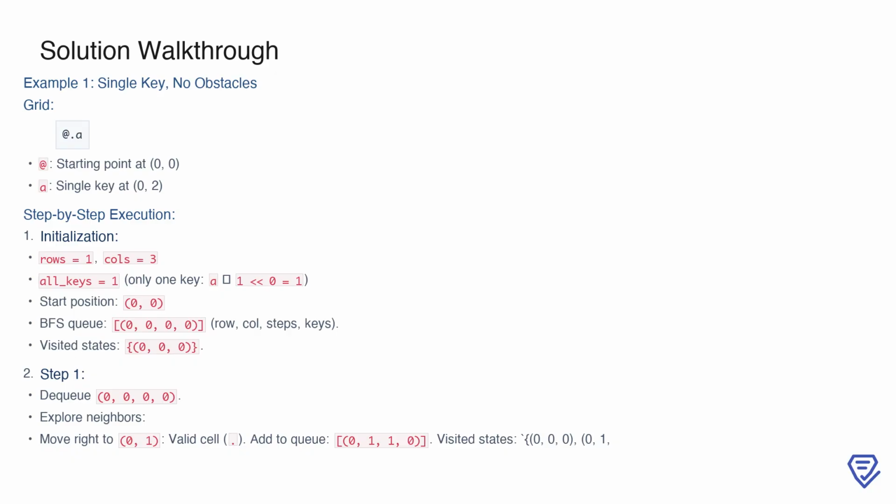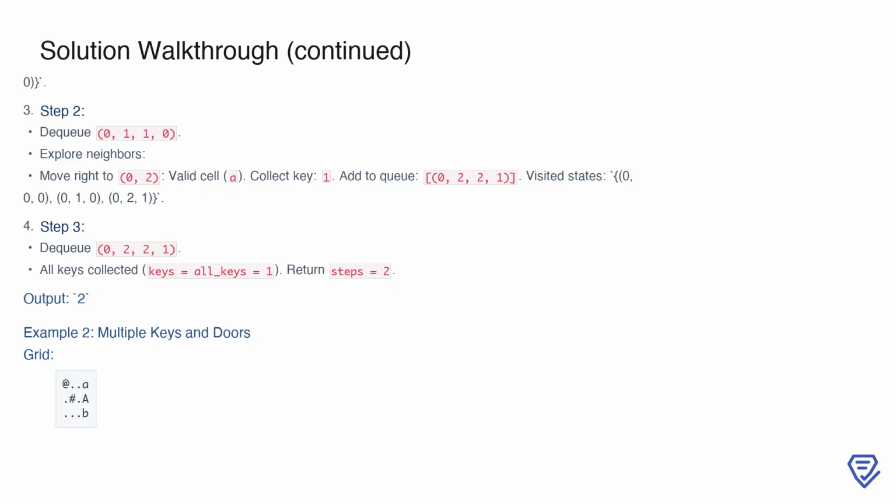The BFS queue starts with the initial state 0, 0, 0, 0, which means we're at the starting position with 0 steps taken and no keys collected. The visited states initially contain just this starting state, 0, 0, 0. The first step involves dequeuing 0, 0, 0, 0, and exploring its neighbors. Moving right to position 0, 1 is valid since it's an empty cell, so we add 0, 1, 1, 0 to the queue, marking it as visited.